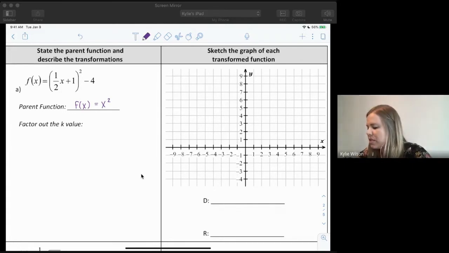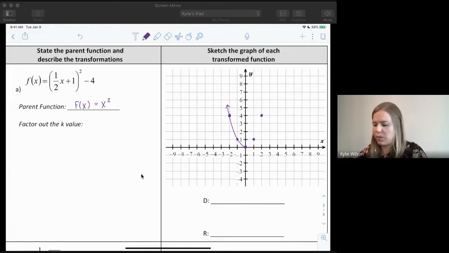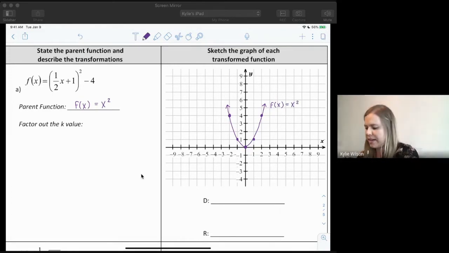So let's start by just drawing our parent function on the graph. So if you're at a point where you still need to reference lesson 5 for your parent functions, that's absolutely okay. You do want to get to a point, especially for grade 12, to just know these off the top of your head. So that is just f of x equals x squared. I'm going to label them as we go so we can keep track.